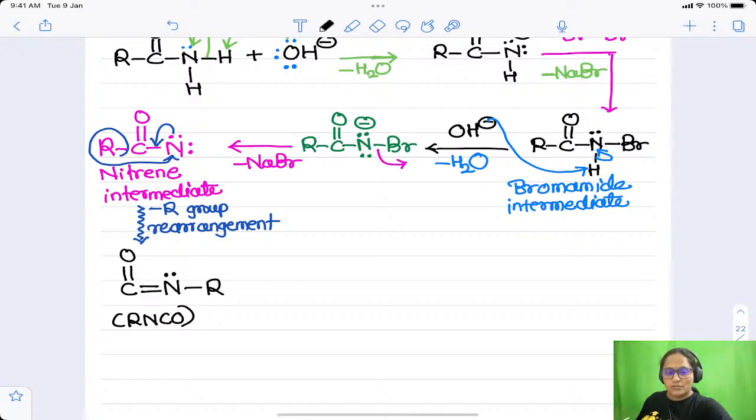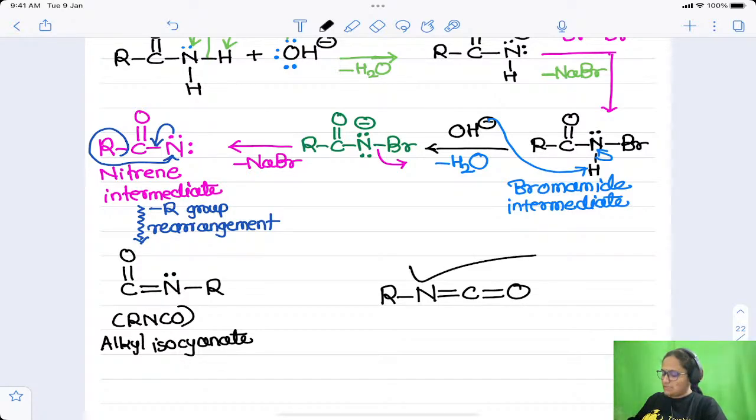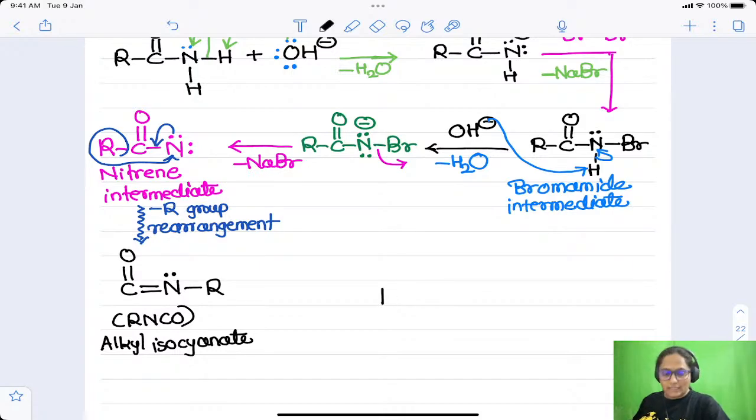So this is the new intermediate, which is also written sometimes as R-N=C=O. What is this R-N=C=O? This intermediate is called alkyl isocyanate. What is the name of this intermediate? Alkyl isocyanate, R-N=C=O. In some books it is also written like this, and that is also the same thing if you observe. Both structures are the same, no difference. So the next step is the generation of the alkyl isocyanate intermediate, right? Then further, what happens?